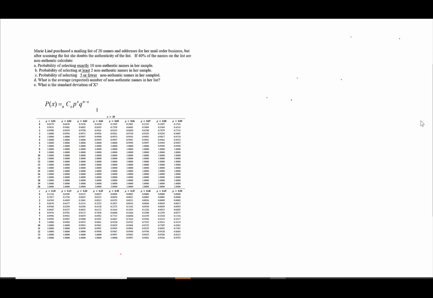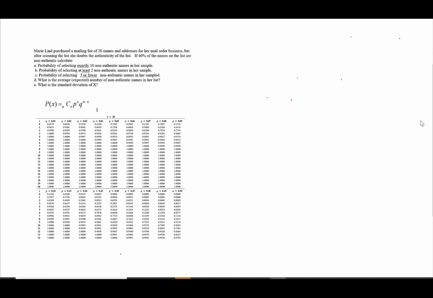Marilyn purchased a mailing list of 20 names and addresses for her mail order business. But after scanning the list, she doubts the authenticity of the list. If 40% of the names on the list are non-authentic, calculate the probability of selecting exactly 10 non-authentic names in her list. This is a typical binomial experiment.